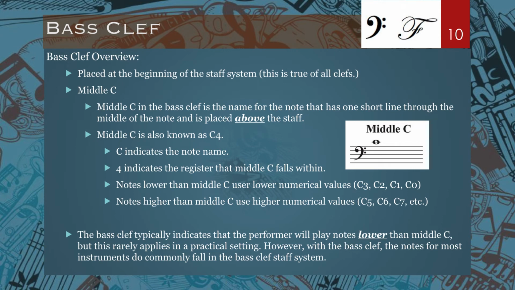Middle C in the bass clef is a name for the note that has one short line through the middle of the note and is placed above the staff. You can see how it's above instead of below. So middle C is also C4.